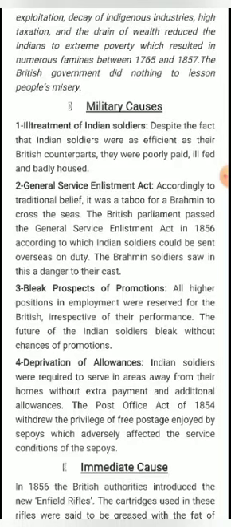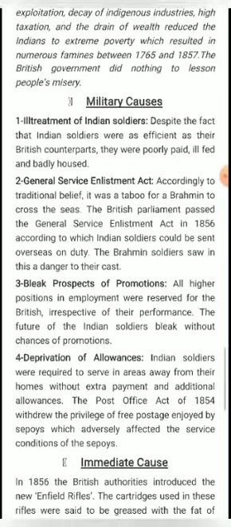Fourth one, deprivation of allowances. Indian soldiers were required to serve in areas away from their homes without extra payment and additional allowances. The Post Office Act of 1854 withdrew the privilege of free postage enjoyed by the sepoys, which adversely affected the service condition of the sepoys.